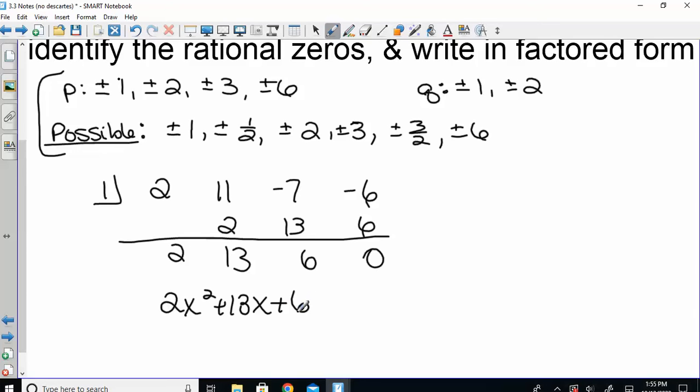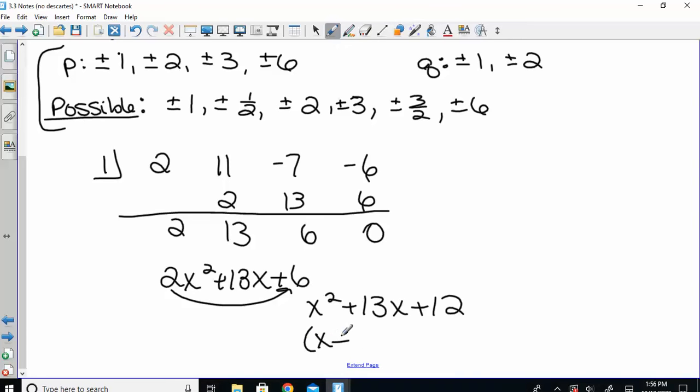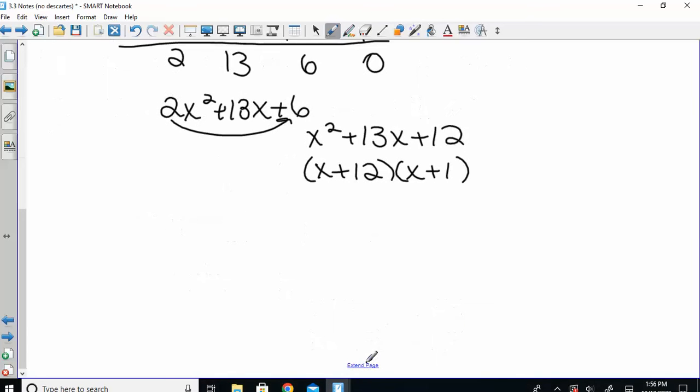Then how do we finish this? We need to factor it, so slip and slide. X squared plus 13x plus 12. So what's that factor into? Okay, but what do I have to do to that now? So we get x plus 6 and 2x plus 1.